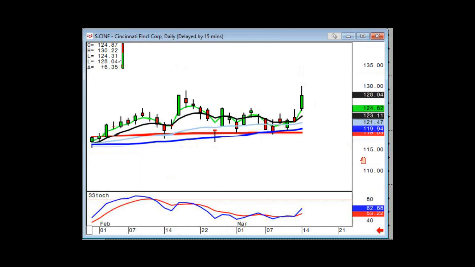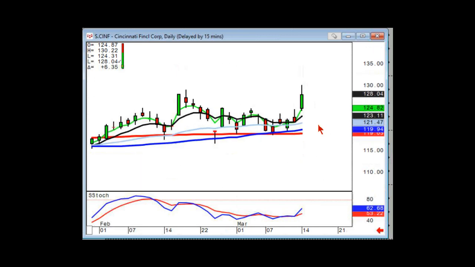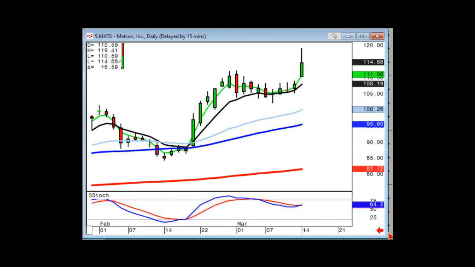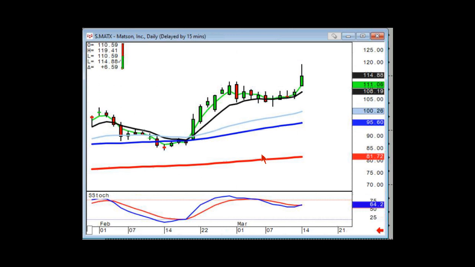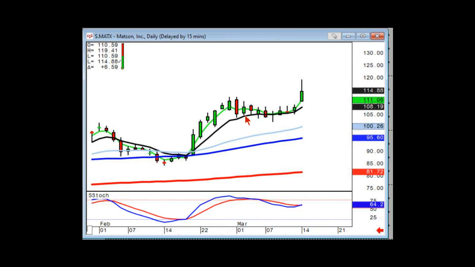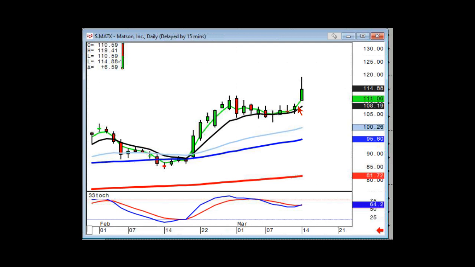Another trend kicker signal. Fry pan bottom on Cincinnati Financial, implying there's more upside. There's a fry pan bottom type breakout on MATX. And how did the fry pan bottom breakout occur? With a gap up. That usually implies wave 1, wave 2, wave 3 could go much higher.